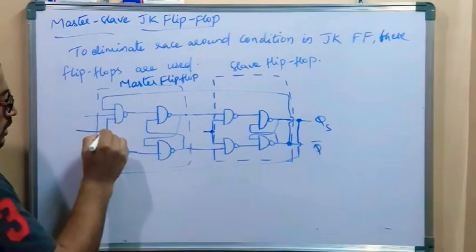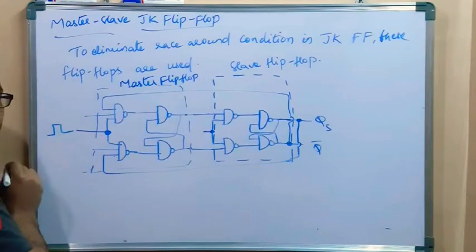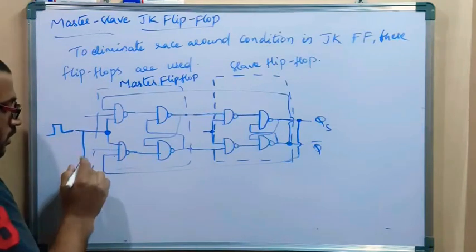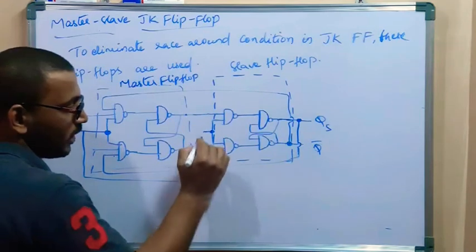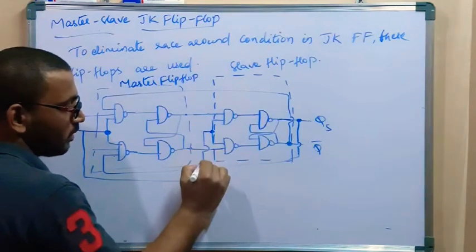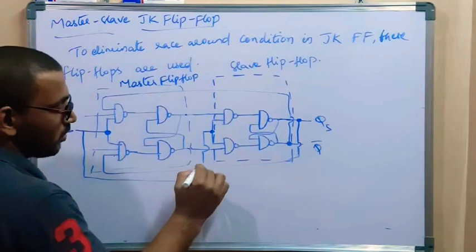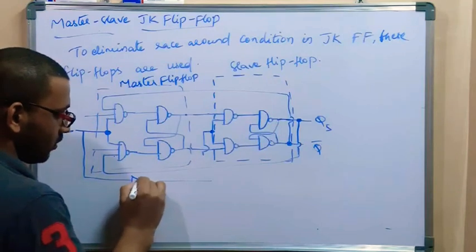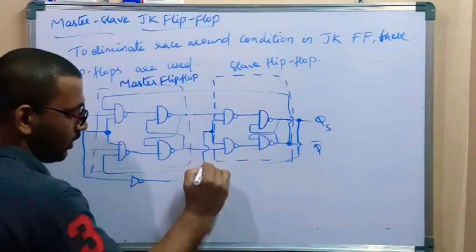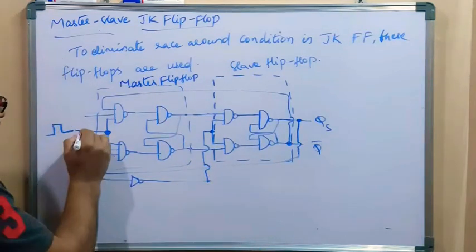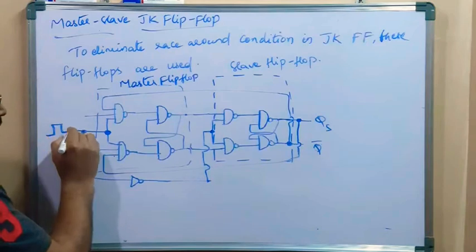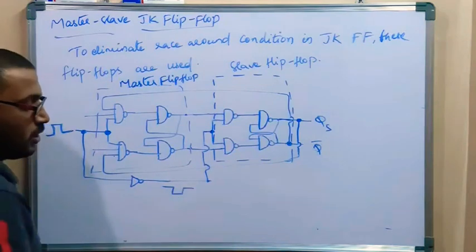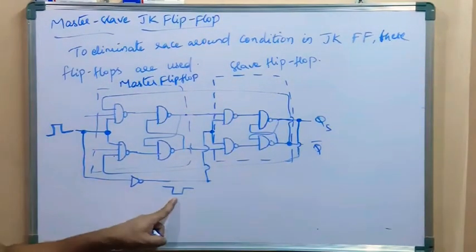The clock pulse for this is, if the clock pulse is positive, if the clock pulse is like this, for slave the clock pulse is inverted. I will invert the clock pulse here. See, if clock pulse is 1 here for master, what will be the clock pulse for slave? 0. Complement. The complement of this is this one.